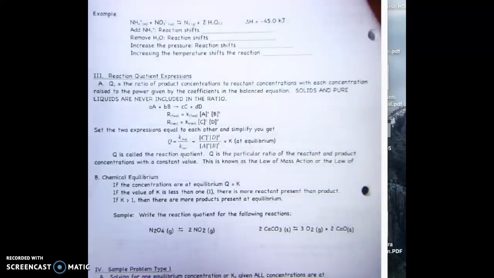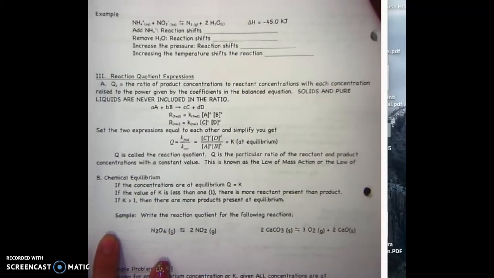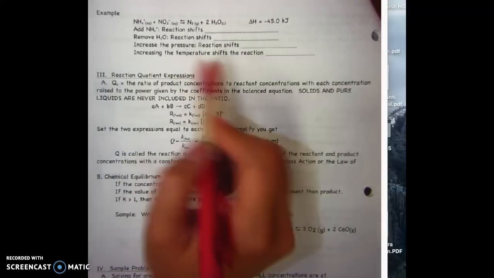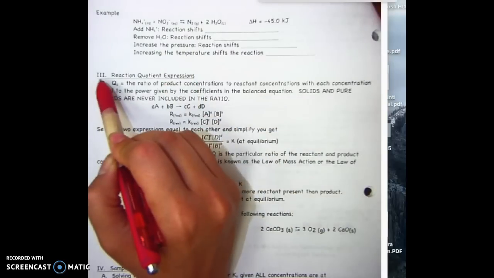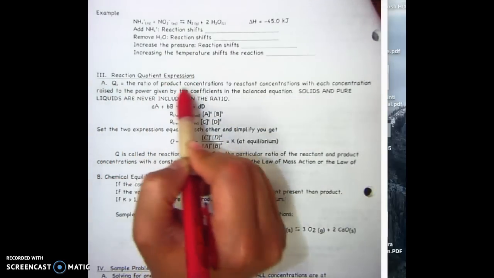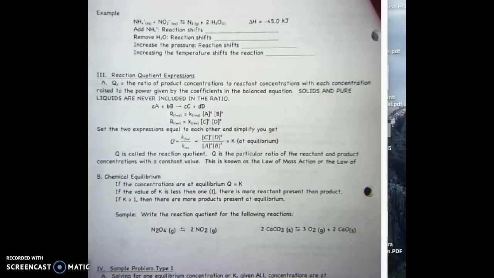All right, so I just wanted to go over the notes with you guys today since I'm not here. This is for period 5. We didn't finish the example that we had. Period 6, you guys could skip ahead and start at part 3 where we're looking at reaction quotient expressions. And yeah, so we could go ahead and start here.